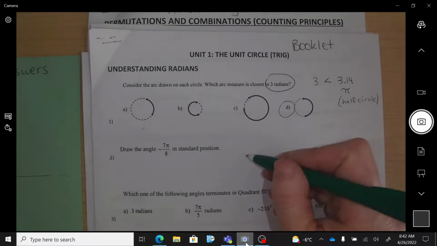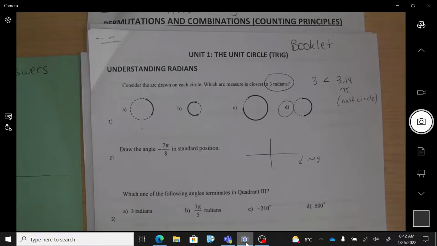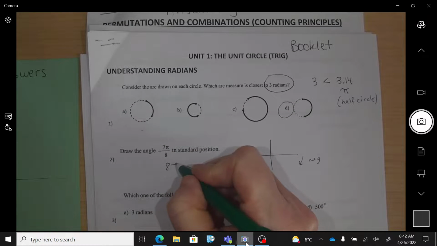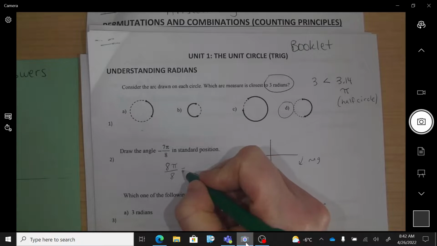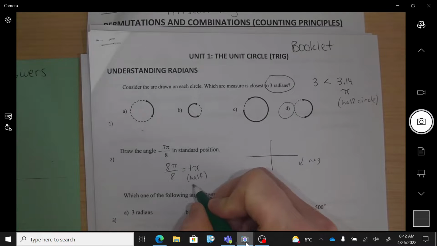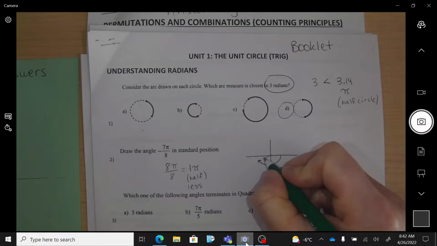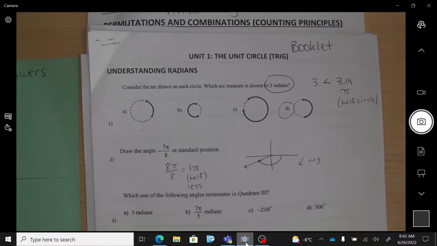Drawing this angle, so we know that it's negative. So we're going to be going in that direction, and 8 over 8 pi would equal 1 pi, which is a half. So we are less than a half circle in a negative direction.